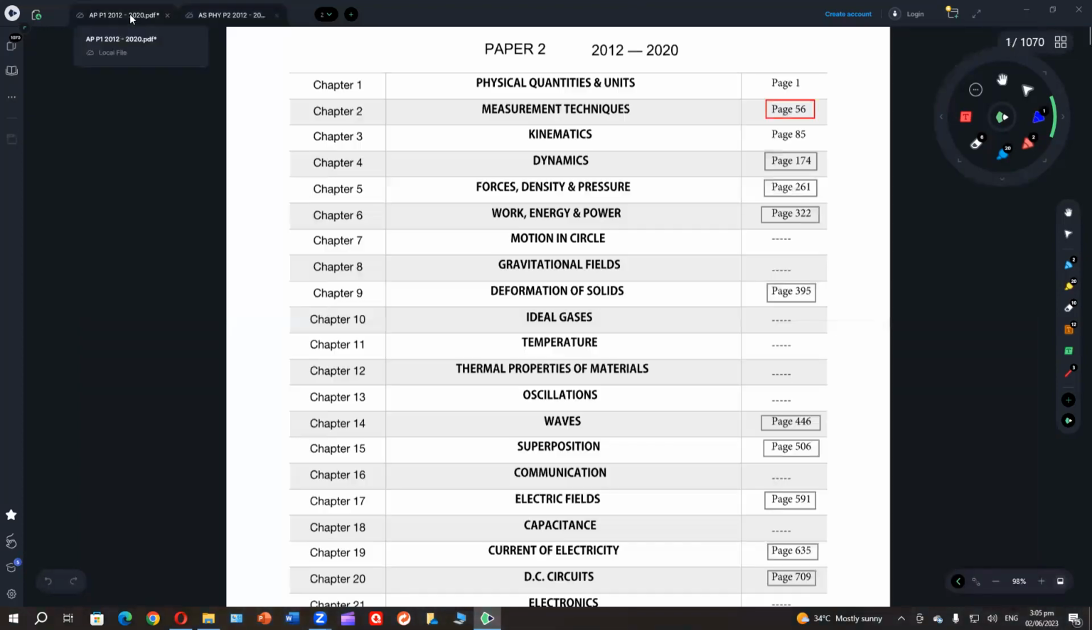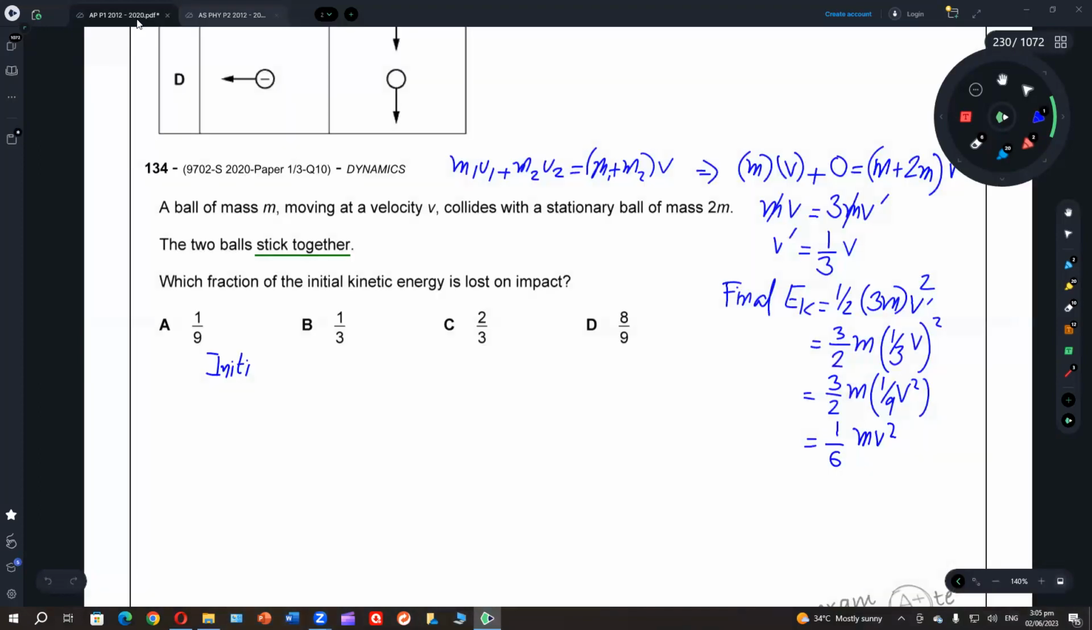Now I have found the final kinetic energy. They have stuck together, so they are moving together. Initially, one particle was moving and the other particle was stationary, so I'm taking its velocity only. This is the initial. Now, the examiner is asking for a fraction. What fraction of the kinetic energy is lost?